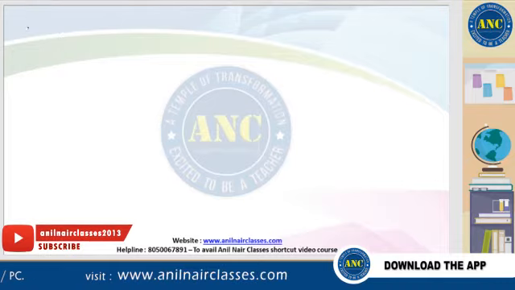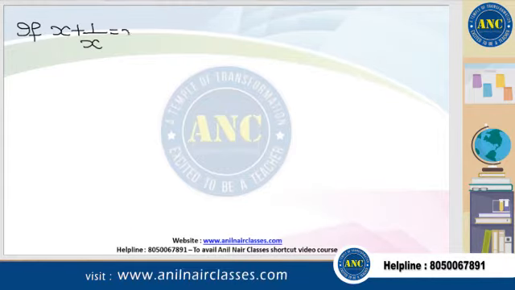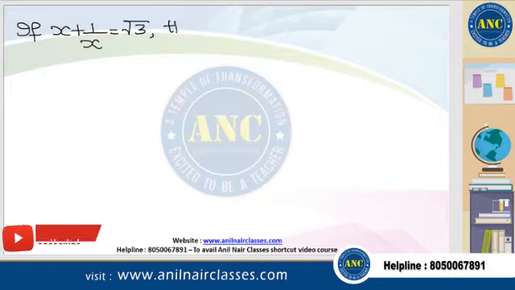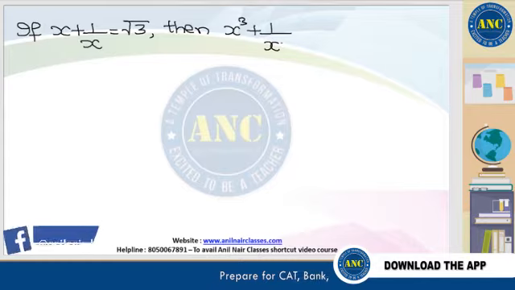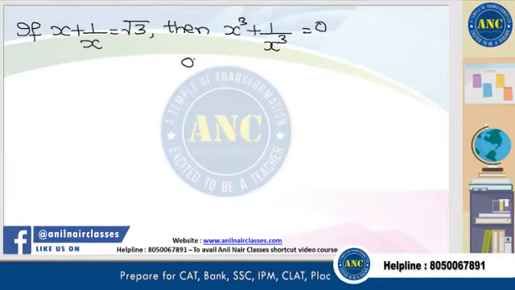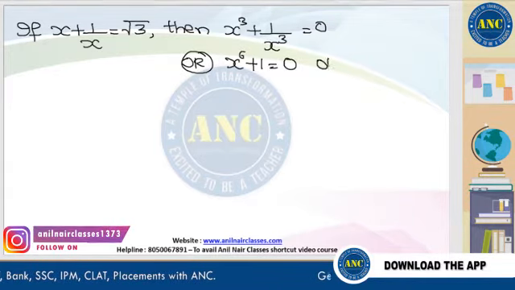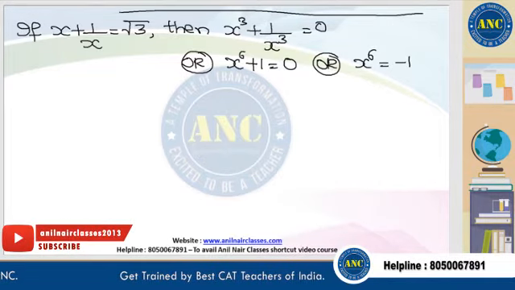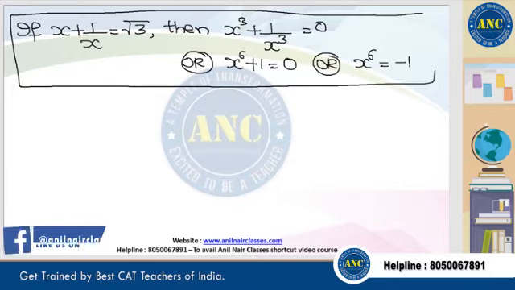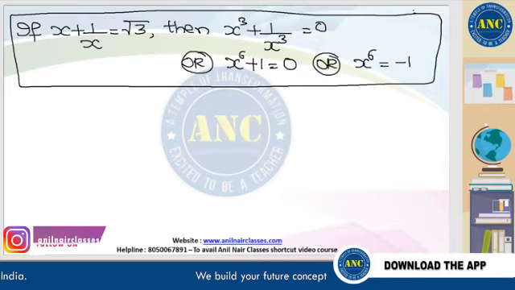That means I will write all the three things in one equation itself. If x plus 1 by x is equal to root 3, then x cube plus 1 by x cube, I can easily say that as 0, or I can say it as x power 6 plus 1 equal to 0, or I can also say this as x power 6 is equal to minus 1. Different ways of saying. These are all true. Whatever I have written in this entire box, everything is true, right? Everything is actually validated.